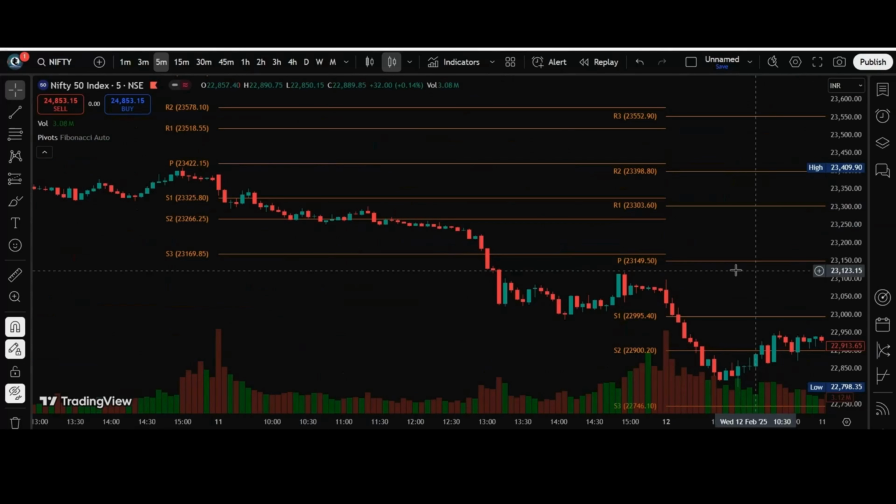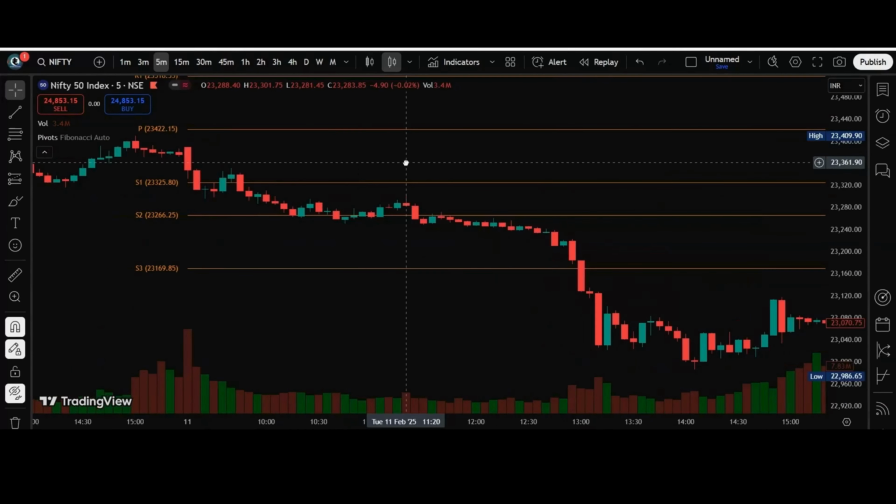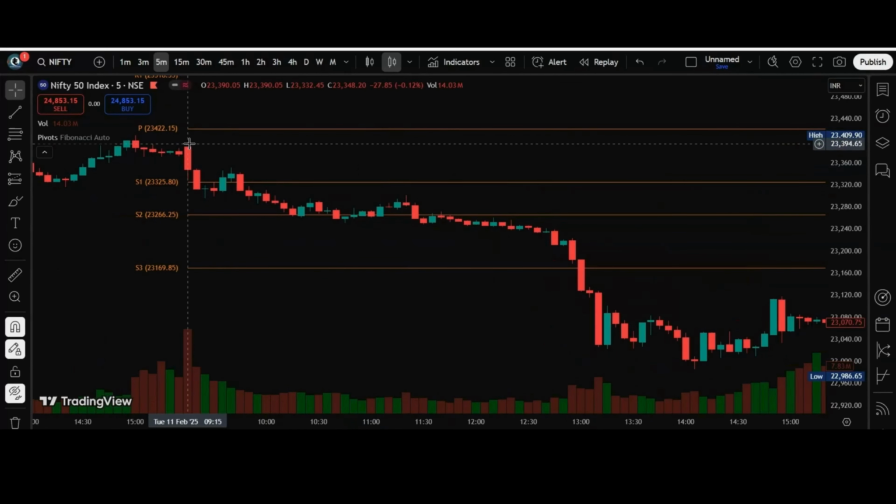So the strategy is quite simple. We will always wait for the trade. In this case, you see this is the first candle, the 9:15 candle, and then the second candle has broken the support 23,325. So this is our trigger candle.